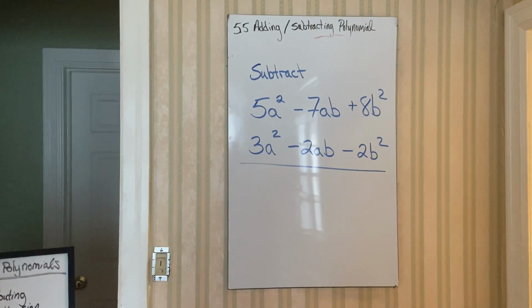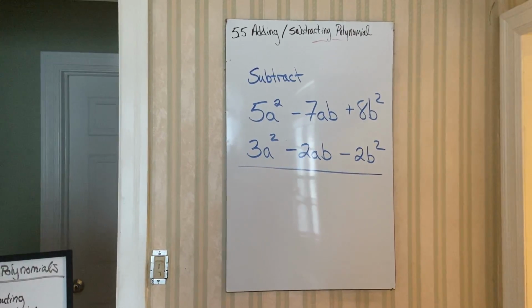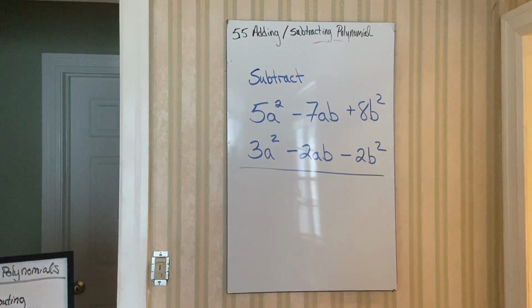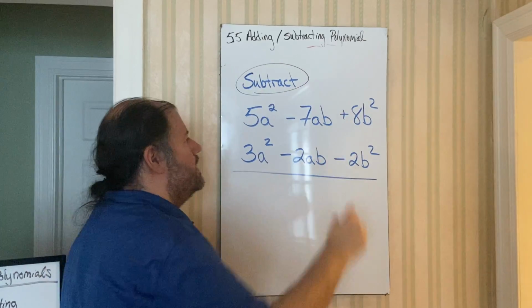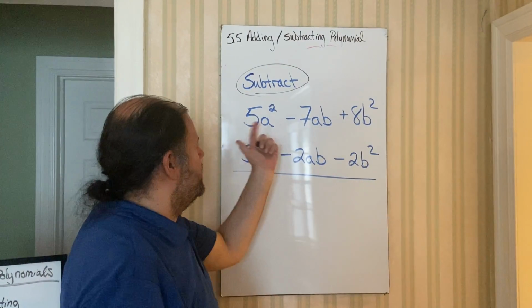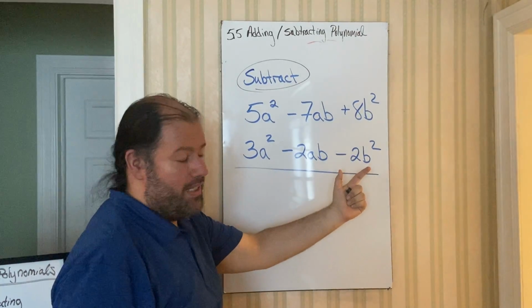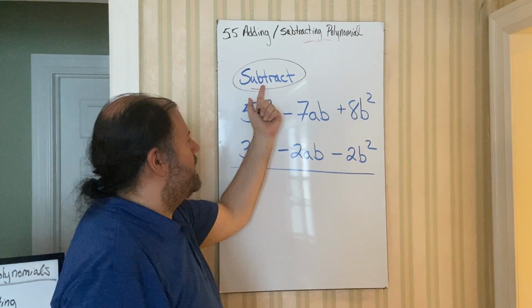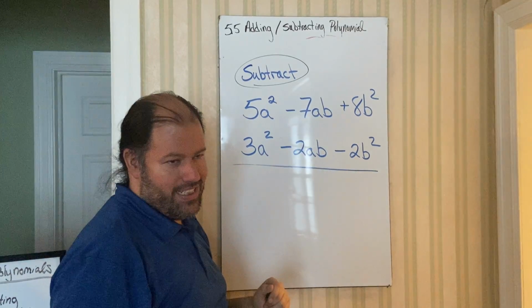Now I know some people don't like it when it's stacked. I'm one of those people who don't like it when it's stacked either, because notice it has the direction subtract. Subtract means that you're going to take this top polynomial and subtract it with this bottom polynomial. But a lot of people forget that when it's subtract, you have to change all these signs.